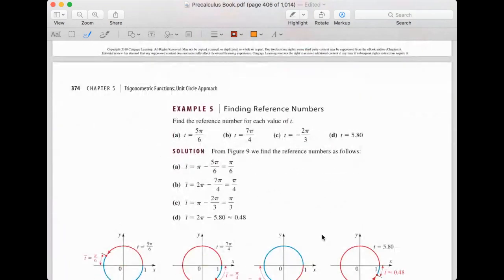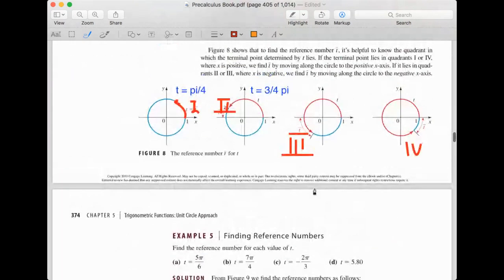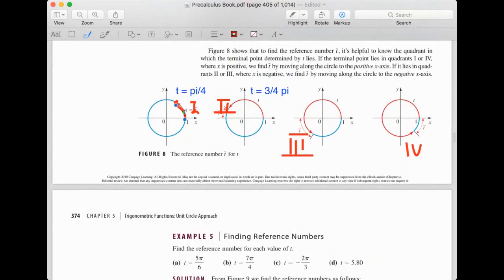Okay, let's see example 5. Let's try to find the reference numbers. So t equals 5 pi over 6, right? Now, let's talk about one more thing, actually. We are in trigonometry, right? We're talking about trigonometry functions.